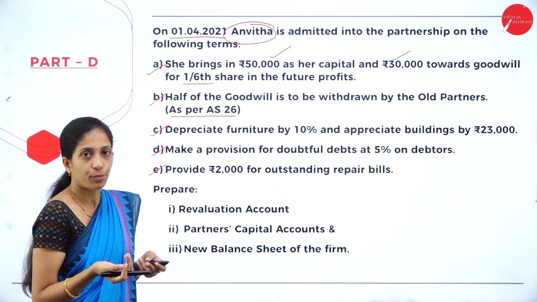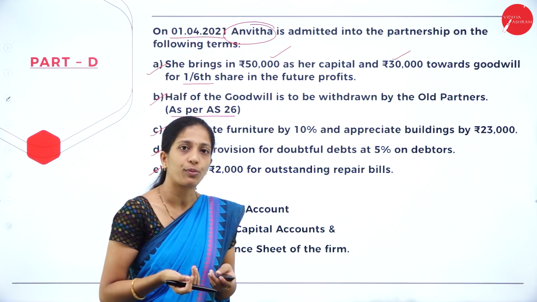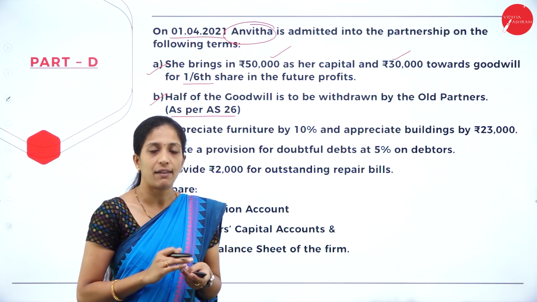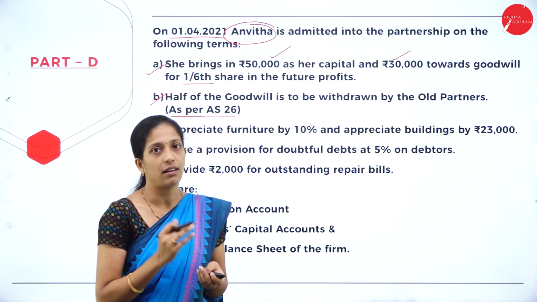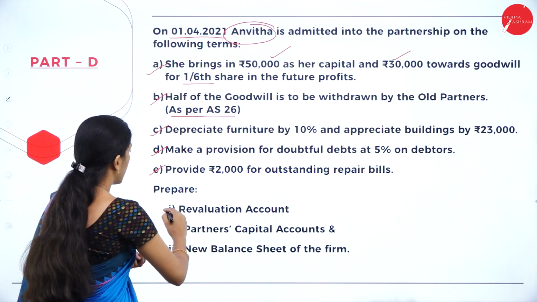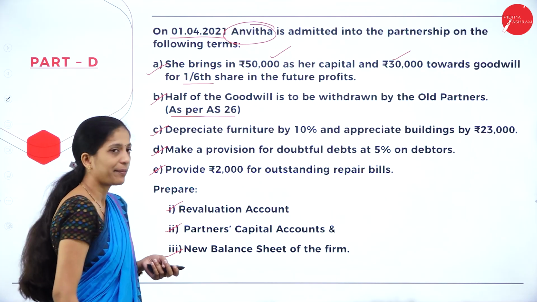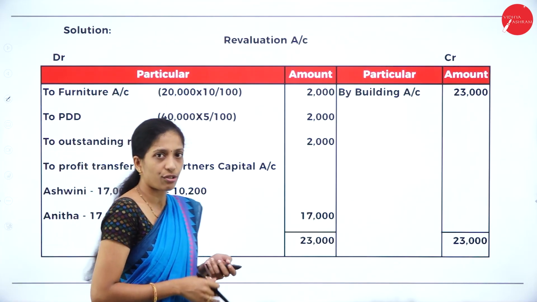And what are the accounts to be prepared under admission of a partner for 12 marks? We have to prepare revaluation account, partner's capital account as well as balance sheet. So these three we have to prepare. Now, we shall directly go through the solution.